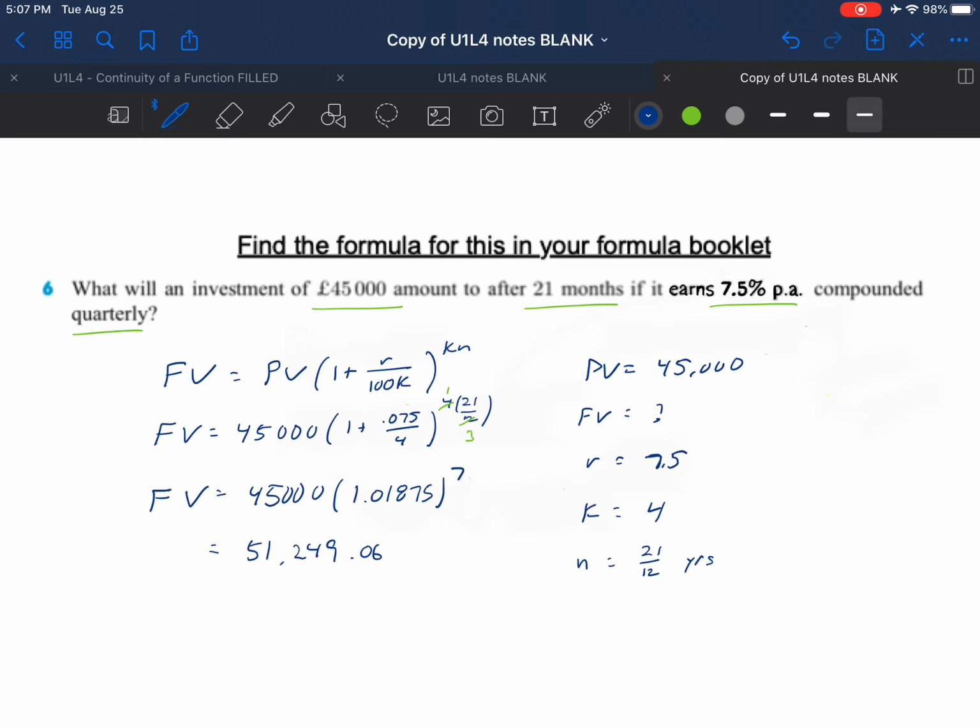And most importantly, I think, is the method, right? I know we can do the arithmetic. So let's just finish this up. So that is our future value of the money. So it's gained over $6,000 in 21 months. Not too bad.